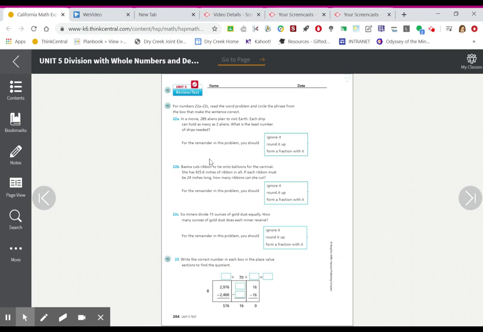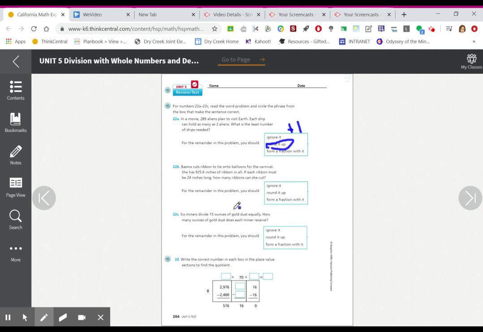So in the first one, 22A, it says in a movie, 289 aliens plan to visit Earth. Each ship can hold as many as 3 aliens. What's the least number of ships needed? So for the remainder in this problem, we should round up, or as I've taught you, add one more because we can't leave people behind, or in this case, aliens behind.